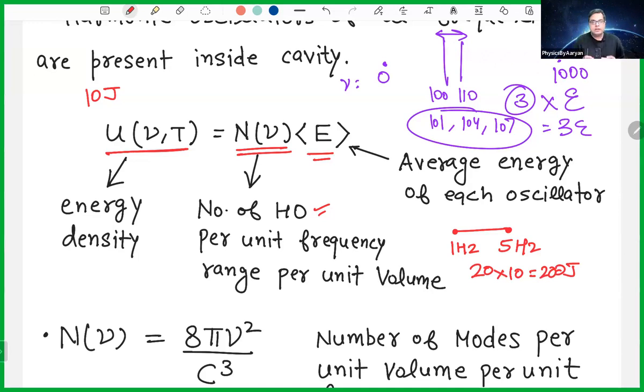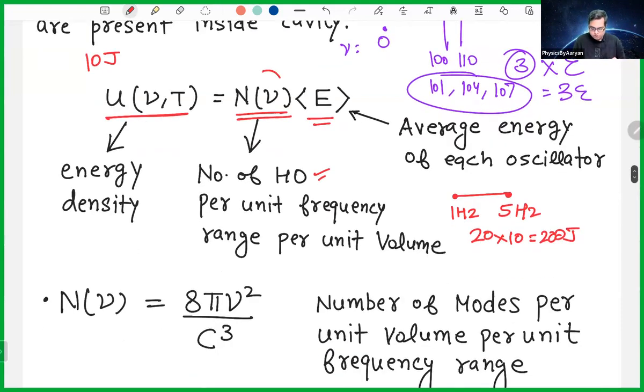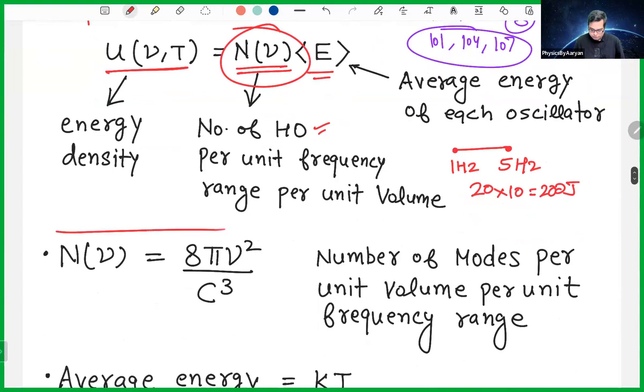So the best way to calculate energy density is to multiply two things. Number one, number density, how many oscillators are having the frequency between this and this. And number two, what is an average energy of each oscillator? So when we do the calculation of this thing, we come out to be this formula. And if you want detail, you should watch the lecture on black body radiations.